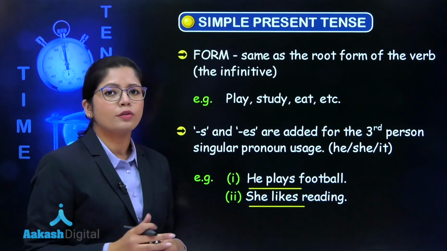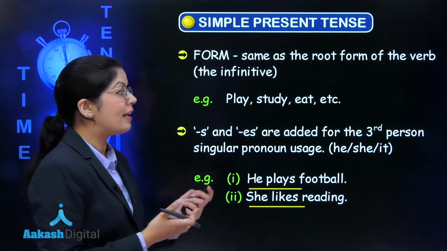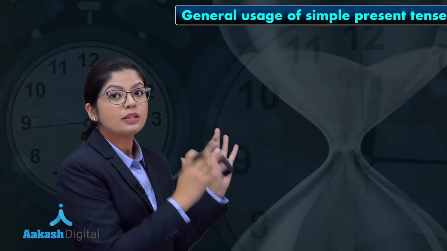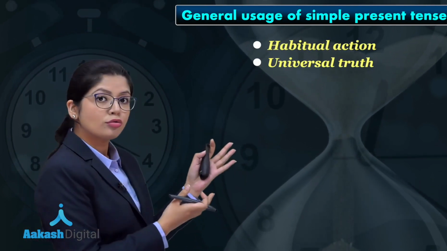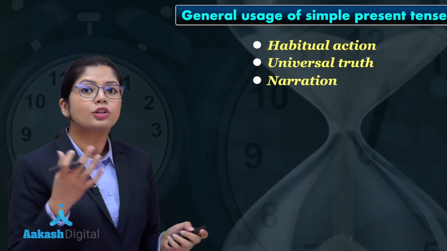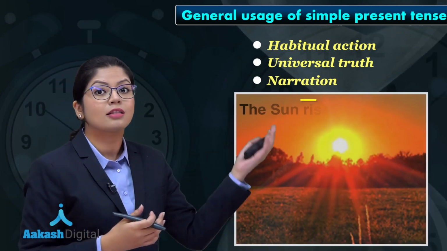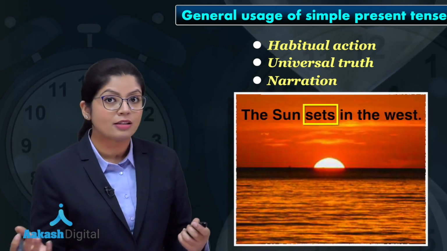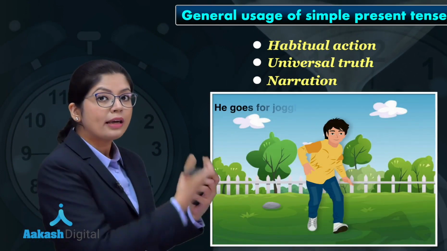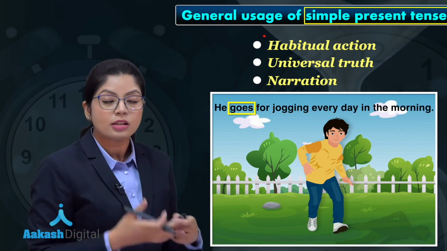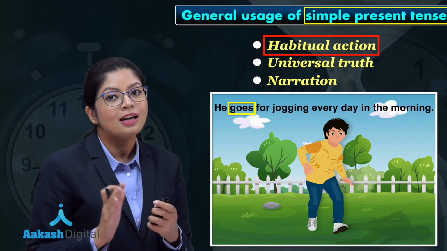Apart from this, you will also feel that simple present tense has another most common general usage, and where exactly does that happen? That happens whenever I am expressing a habitual action, a universal truth, or a narration. Now habitual action, universal truth, narration are the most common usages. Why? Whenever you have an example such as the sun rises in the east or the sun sets in the west, this is a universal truth, so you're going to stick with simple present tense. Similarly, he goes for jogging every day in the morning. Again, simple present tense because it's a habitual action. So whenever you come across this usage, make sure you use simple present tense.